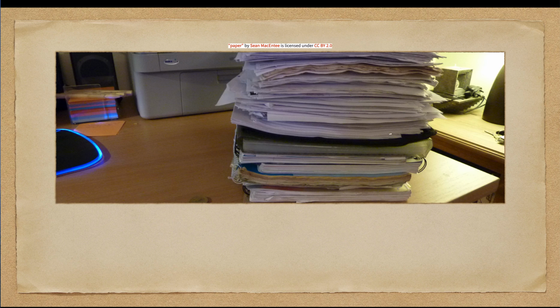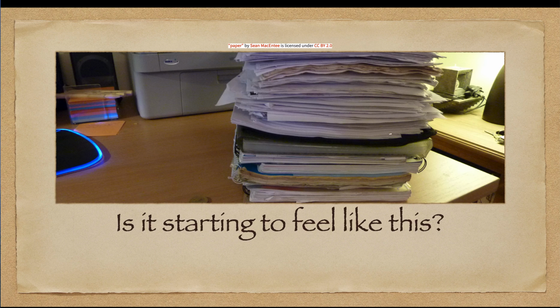Because we've all had that stack, right? We may have a virtual stack today. We may have hundreds of emails or thousands of things in a Google Classroom folder, or seemingly tens of thousands of notifications in whatever your LMS is. But around this time of the year, it often is starting to feel like this. So is it starting to feel like this?